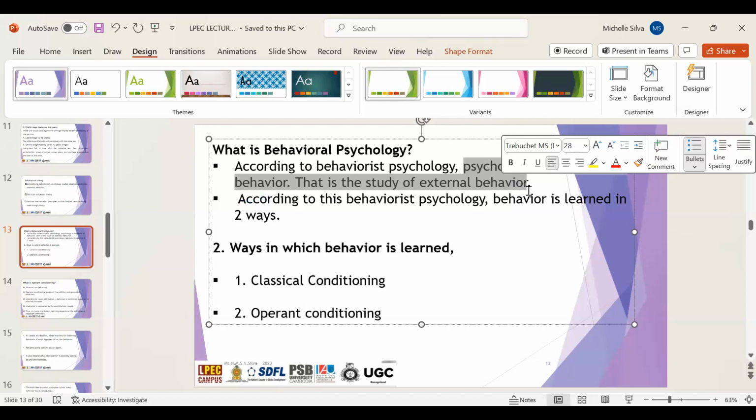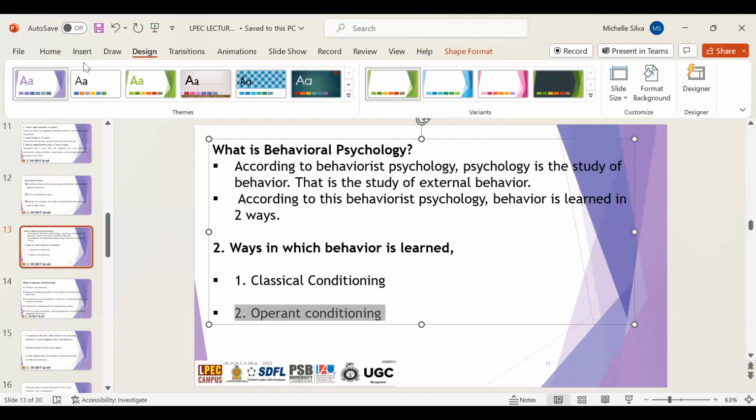That part has been omitted by behaviorism. But in today's context, the way we are defining psychology, it is a scientific study of the human mind, and human mind means cognitive processes and human behavior. Two ways in which behavior is learned are classical conditioning and operant conditioning. So people learn behavior either by classical or operant conditioning.